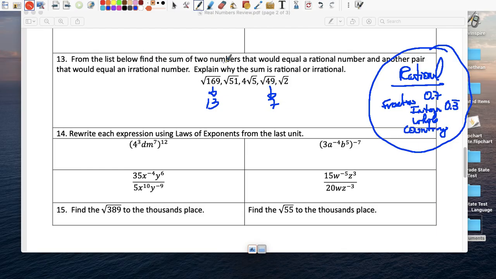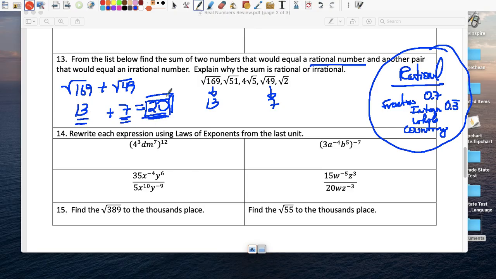So first thing is to find 2 of these that I can add and give you a rational number. Well, the first part of this problem would be if I add this and this, which is basically 13 plus 7, square root of 169 is 13, square root of 49 is 7. Does that give me a rational number? Yes, it does. Because when I add a rational number plus another rational number, it gives me a rational sum. A rational number plus a rational number will always be a rational number. Okay?